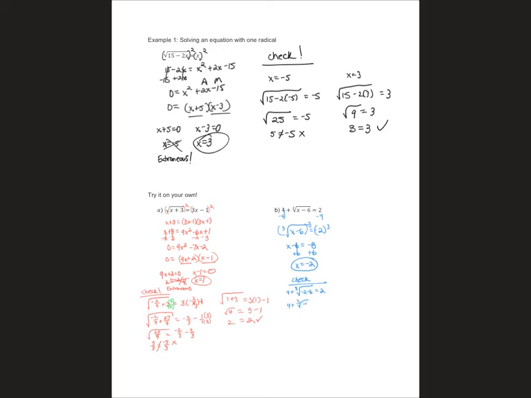Negative 2 minus 6 is negative 8. We know that the cube root of negative 8 is negative 2. And 4 minus 2 is 2. And it works. So that is a good answer.